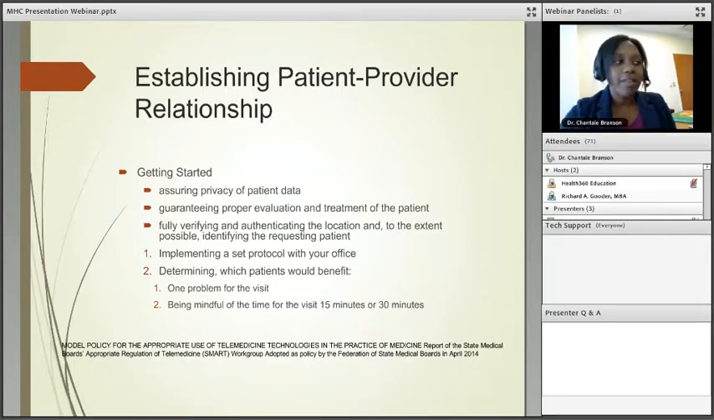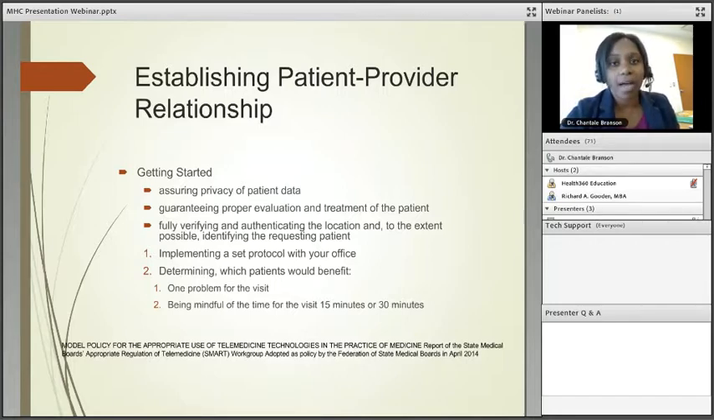And also fully verifying and authenticating the location and, to the extent possible, identifying the requesting patient. So just understanding where you're going to have these types of services provided and making sure that the patient is clear on what they need.